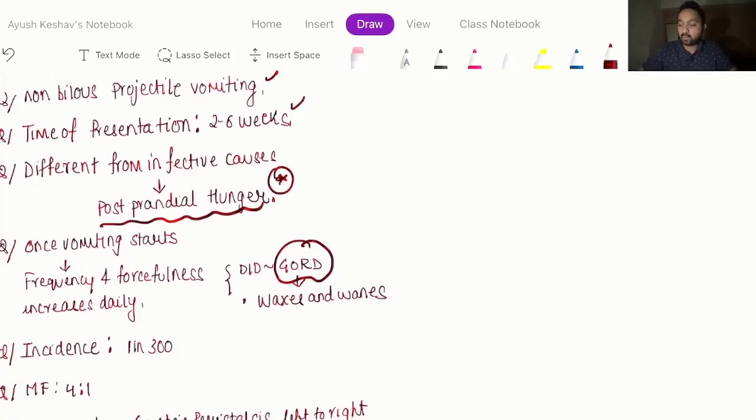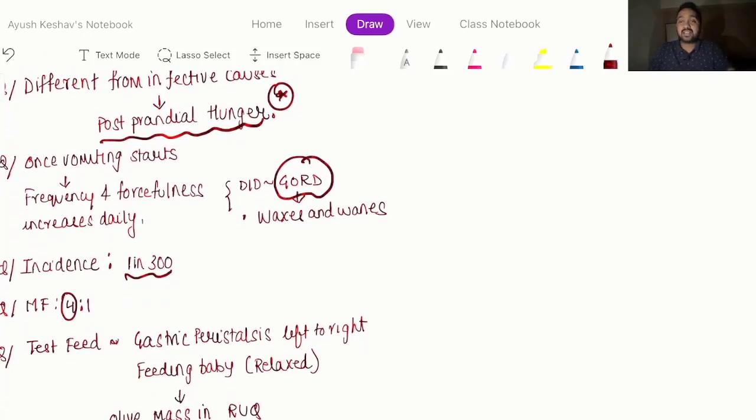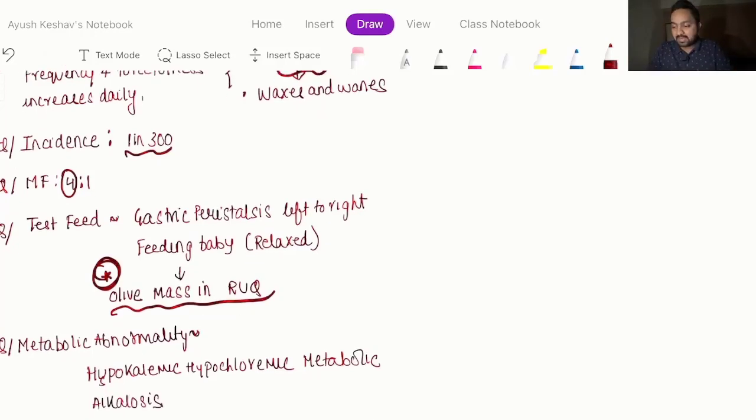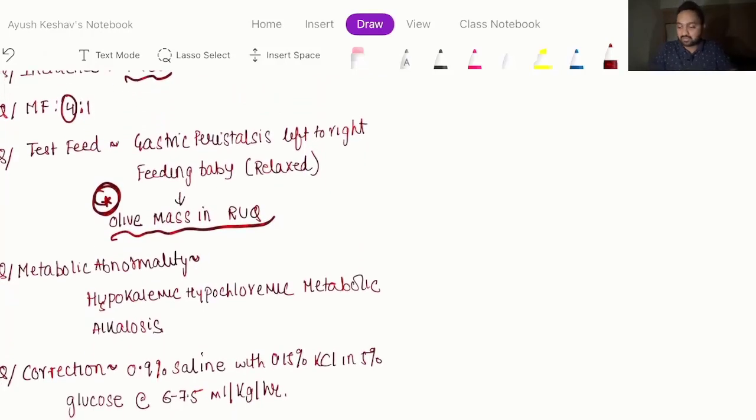The incidence is around 1 in 3000, much more common in males compared to females. In a test feed, you have gastric peristalsis that moves from left to right. And in a feeding baby, that is a relaxed baby, you would find an olive mass in the right upper quadrant. In the beginning of the video, we had discussed a sausage shaped mass seen in intussusception. So these are some of the classical clinical clues that will help you differentially diagnose the various diseases.